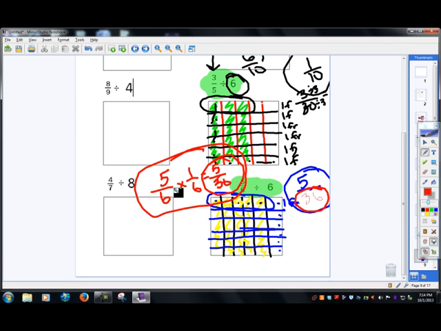Because let's face it, when you guys get out in life, and if you ever have to use this skill, you're going to use the algorithm. Multiplying by the reciprocal. Okay, that's how you're going to do it. You're not going to get a piece of paper out and model it, but the model shows you why the algorithm is true, and that's why we do it.